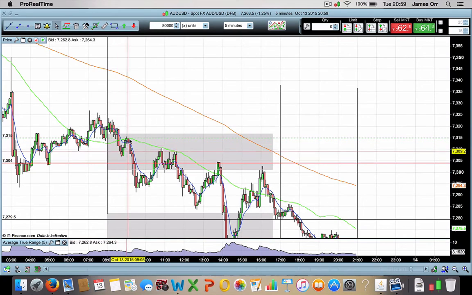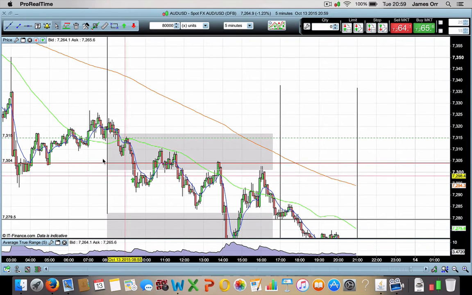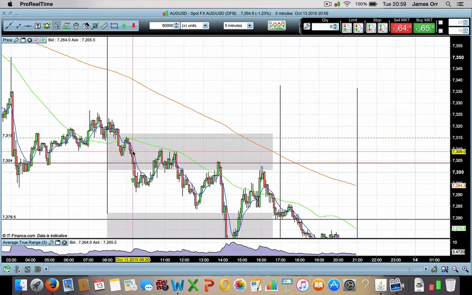The market fell into the zone. You got no buy signals at all. The market then fell down. There is a buy signal, let me just show you, right here. However, the market did not then break the high of this candle.